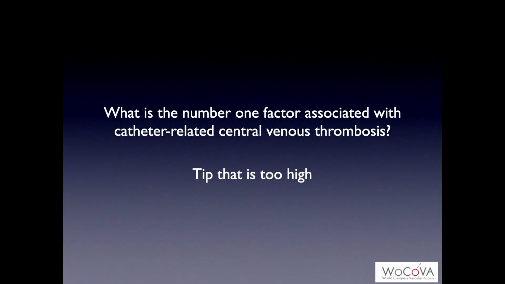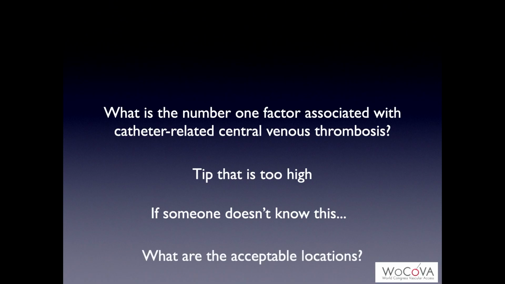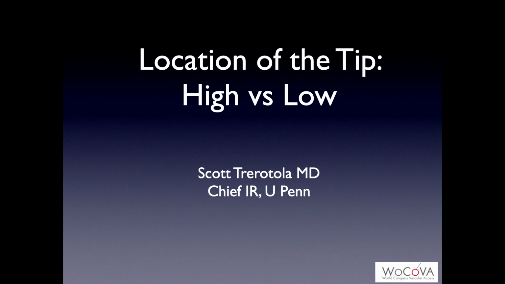So I asked the question, I usually direct that at my anesthesia colleagues, that it's a tip that's too high. It's a tip that's too high above the cavo-atrial junction. I'll show you some studies in a second. But I usually put in, if somebody doesn't know this, should you be allowed to do this procedure? If you don't know the leading cause of that morbidity, should you be allowed to do this procedure? It's questionable. And so what are the acceptable locations? The acceptable locations coming from the upper extremity or the neck is the cavo-atrial junction, the distal third of the superior vena cava, and the upper right atrium.